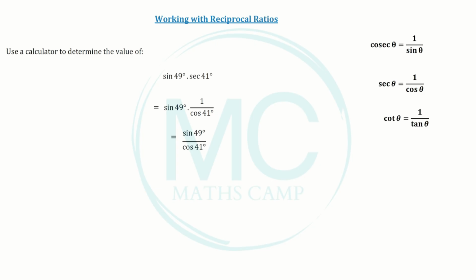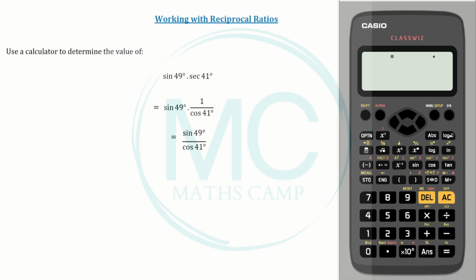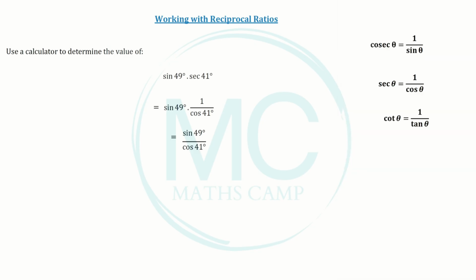by cos 41 degrees. Now we can get our calculator, and we say sine 49 degrees, close the bracket, divided by cos 41 degrees is equal to 1. And we can make a note of our answer over here. Let's do another one. Determine the following to two decimal places.